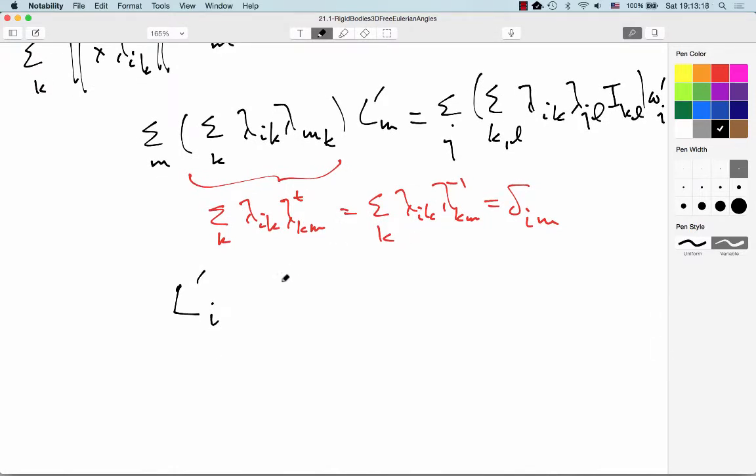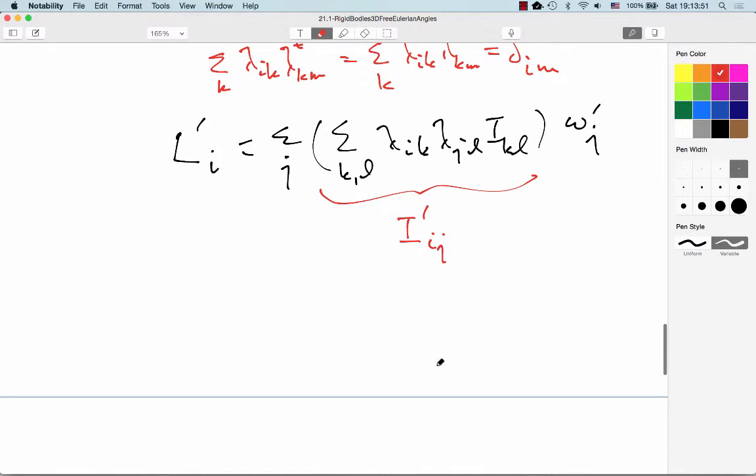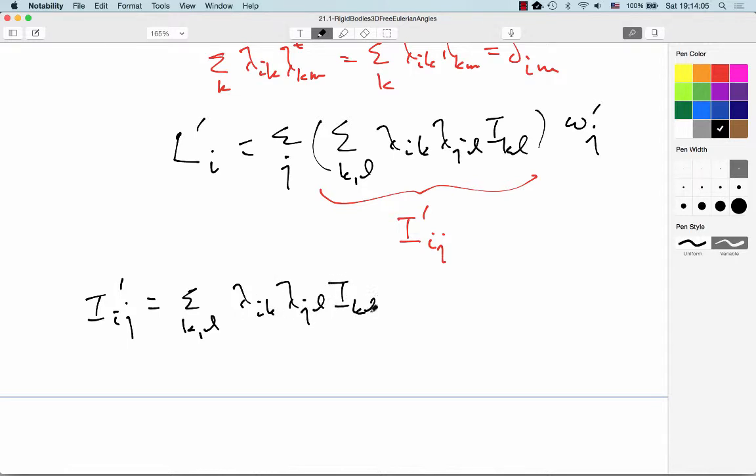Okay, the right-hand side, I can't do much with at this exact moment, but don't worry, we'll keep digging at it. Sum over kl, lambda ik, lambda jl, I kl, omega j prime. And this bit here we recognize is my transformed moment of inertia, I ij prime. Okay, so let's look at that piece. That piece, I ij prime, is the sum over kl of lambda ik, lambda jl, I kl.